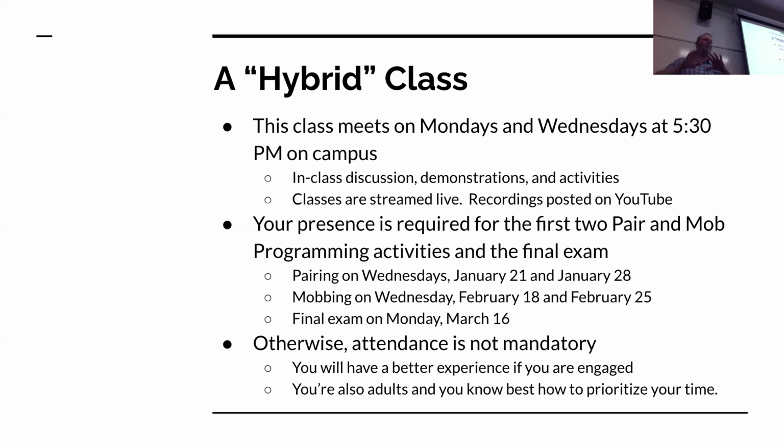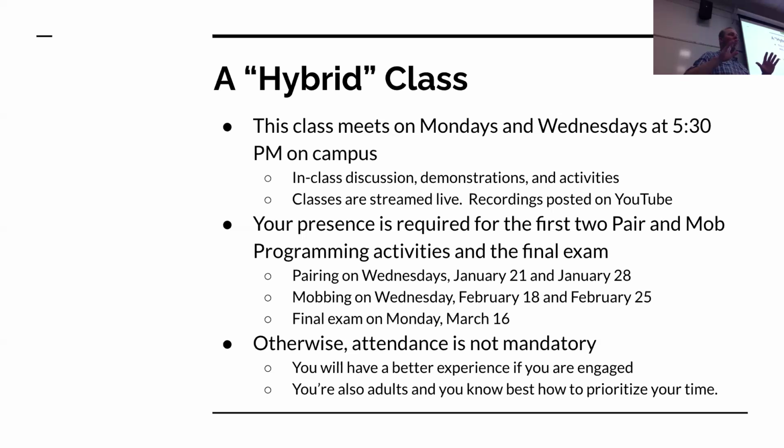That being said, if you look on Canvas or when you signed up for the course, you probably saw that Monday is the remote, web-based night, and Wednesday is in person. The final exam is on Monday, but there are a couple of Wednesdays where I do request, and there will not really be a remote option, that I'd like you to be here in class. This is for the two pair programming activities, on January 21st and the 28th, both Wednesdays, and the mobbing activity on February 18th and the 25th. I'd also like you here for the final exam on March 16th. I want the final exam to be in person. It's also a chance for us to all see each other and say goodbye. Otherwise, you don't need to be here.